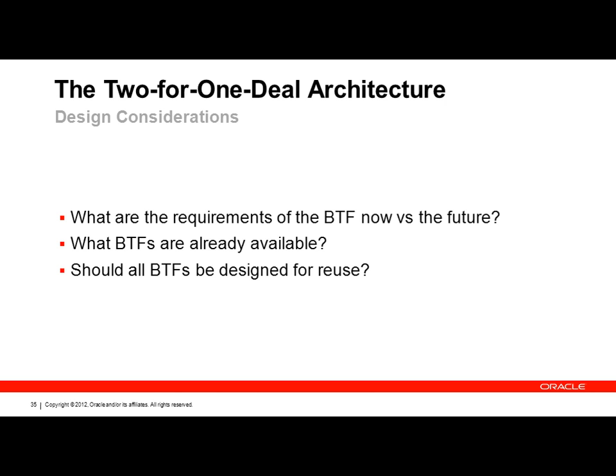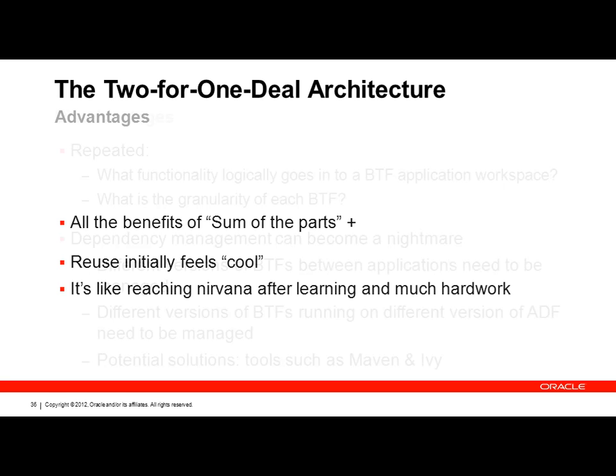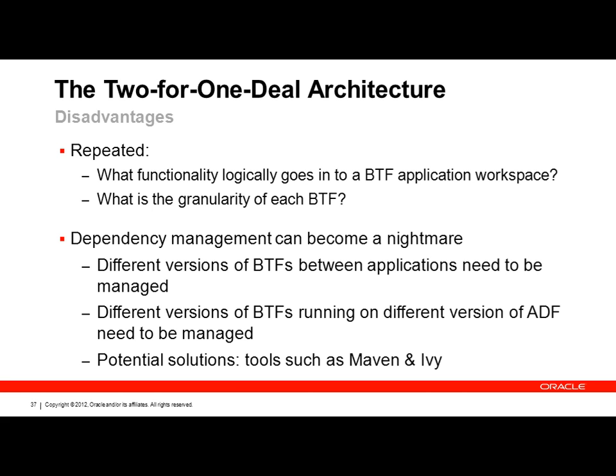The advantages of this architectural pattern are obviously the benefits of the sum of the parts pattern that we talked about previously, and this concept that when you get to this level of reuse, it really does feel cool. You feel like you've reached the nirvana of software development because, even when you go to university or any formal training, you've had it battered into you that reuse is very important. Only code stuff once and reuse it all over, okay? But there are some disadvantages that really come into play here.